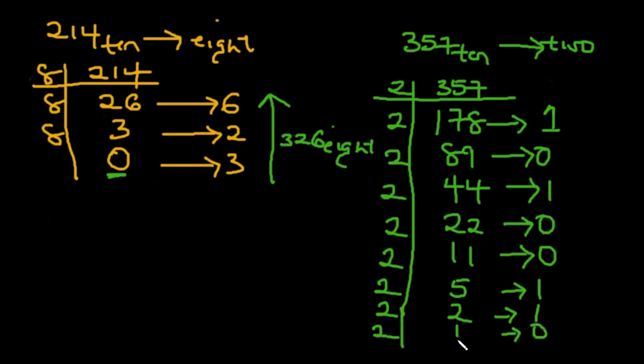How many 2 can we get from 1? It's impossible. 0. We have remaining 1. So now my last quotient is now 0. I'll write the answer as an upward collection of my remainders. So I'm going to write 1, 0, 1, 1, 0, 0, 1, 0, 1 base 2.